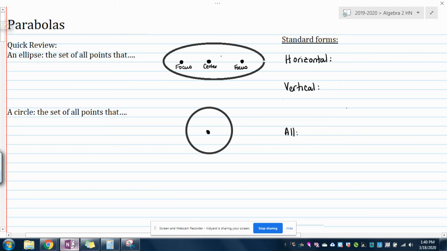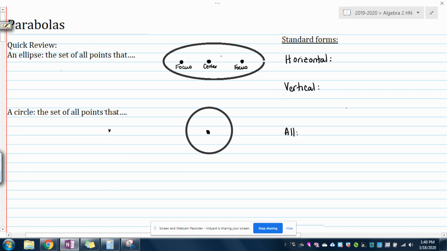Okay, so in this video, we're going to talk about parabolas. But before we do that, I want to review really quickly ellipses and circles. By definition, an ellipse is the set of all points, right? It says that here.